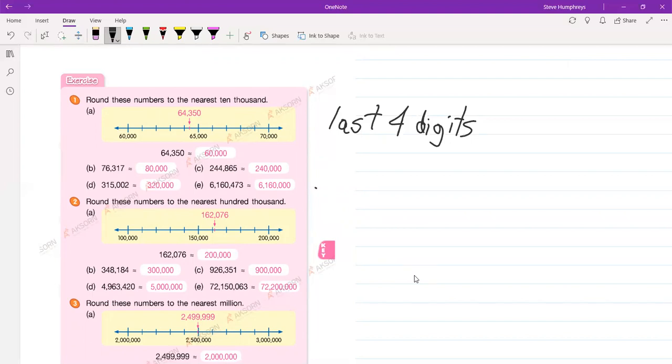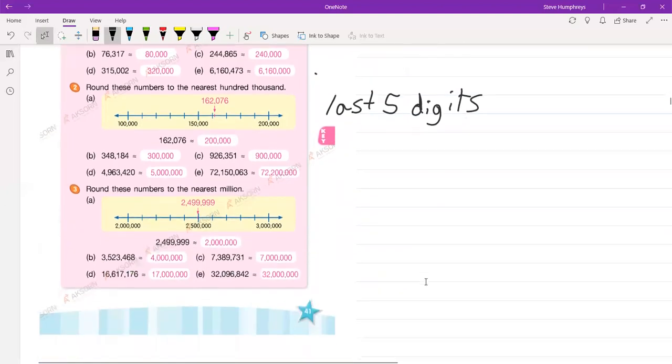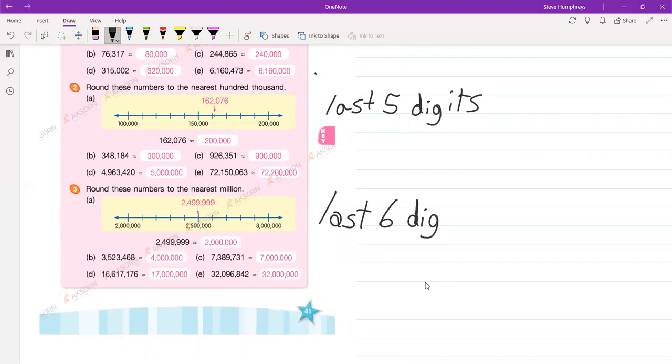Number 2, round these numbers to the nearest 100,000. A, B, C, D, and E. We're going to look at the last 5 digits. And millions. Number 3, A, B, C, D, and E. We're going to look at the last 6 digits. Complete those and write your answers in your textbook.